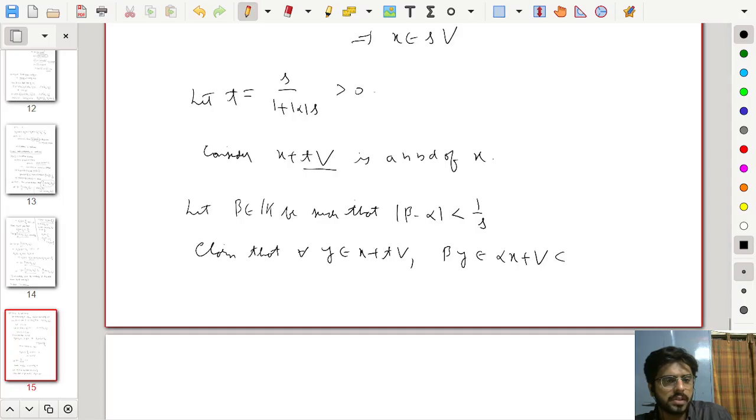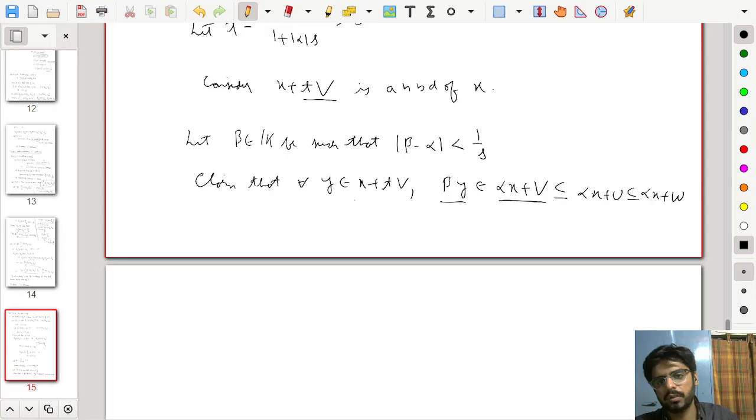And we know alpha x plus v is contained in alpha x plus u, which is contained in alpha x plus w, right? So if I show beta y belongs to alpha x plus v for all y in x plus t v and for all beta such that mod beta minus alpha is strictly less than 1 by s, then we would show that this scalar multiplication is continuous, right? This is by the definition of scalar multiplication. That would imply continuity of scalar multiplication.